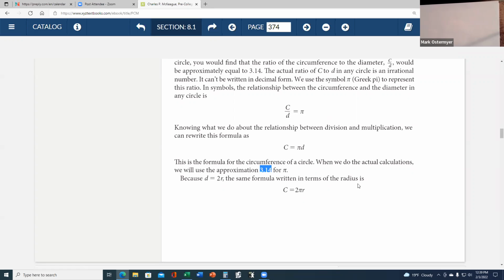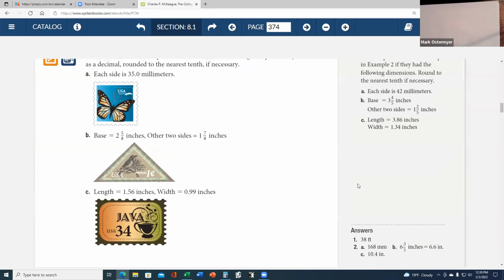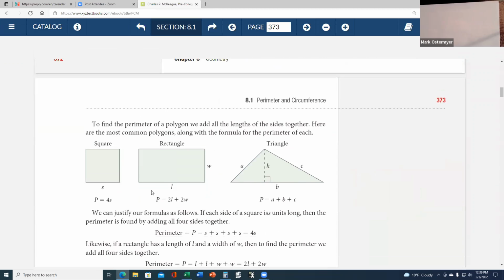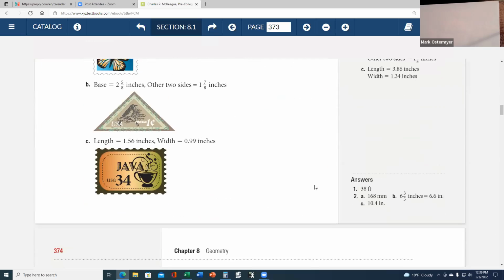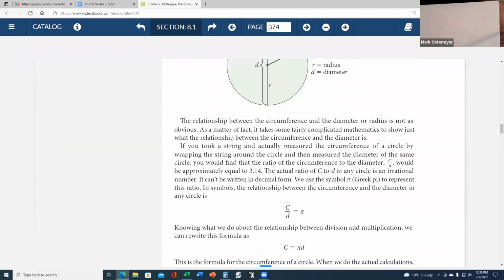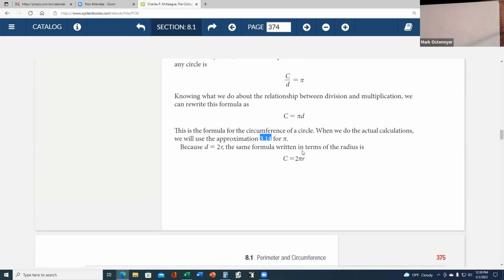Any questions so far? So we've seen some formulas as to how to compute perimeters around geometric shapes. We've seen the formulas for a square, a rectangle, and a triangle. And now we see the formula for a circle, which comes in two equivalent forms, pi times the diameter, or 2 times pi times the radius of the circle will give you the total distance around the circle.